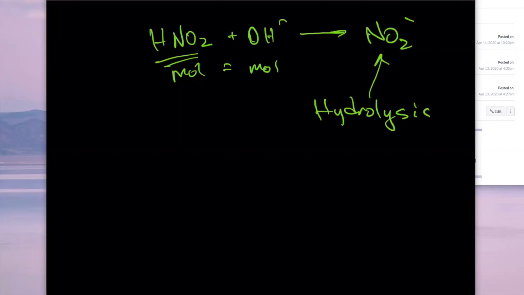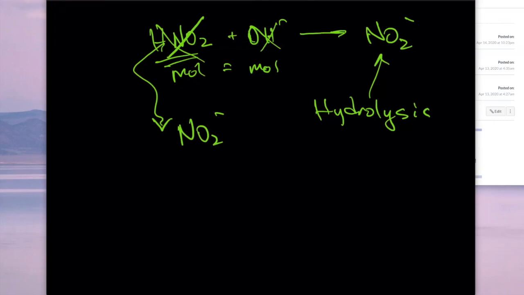You have to recognize that these two are wiped out because they're at the equivalence point. But this NO2 minus now is free of its hydrogen. And because it's the conjugate of a weak acid, it's going to react with water. Okay. So those are the type of calculations that we've done already.